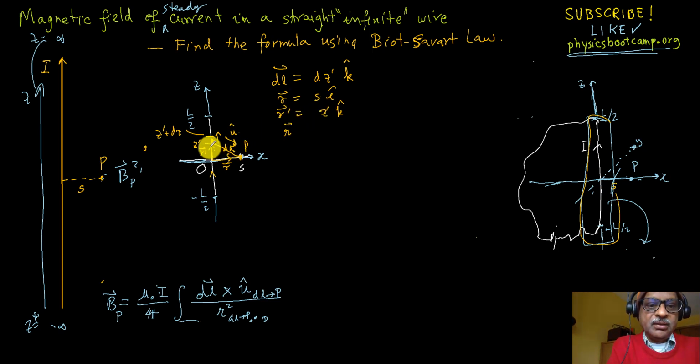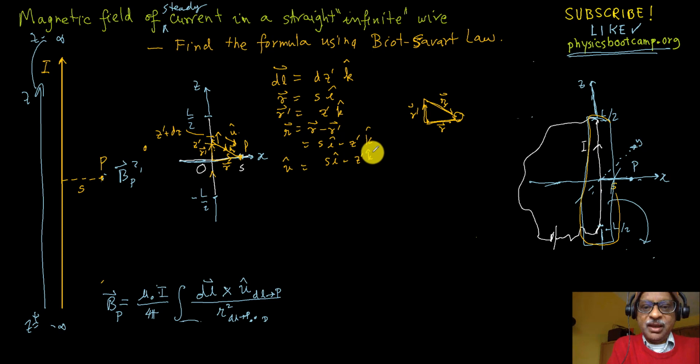So in this triad of vectors, this is r prime, and this is r. To get to that place I can go this way or this way. So this way must be equal to this plus this, so the separation vector must be equal to r minus r prime, and as you can see it is s i hat minus z prime k hat, and the u hat vector will be just this divided by its magnitude, so s i hat minus z prime k hat divided by the square root of s squared plus z prime squared.